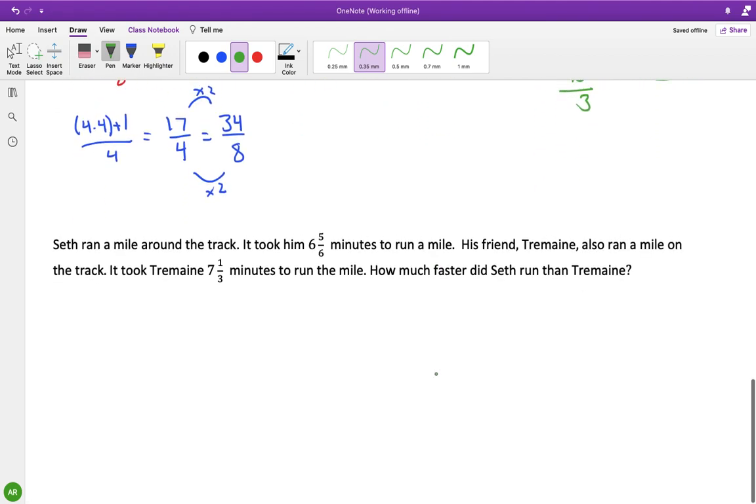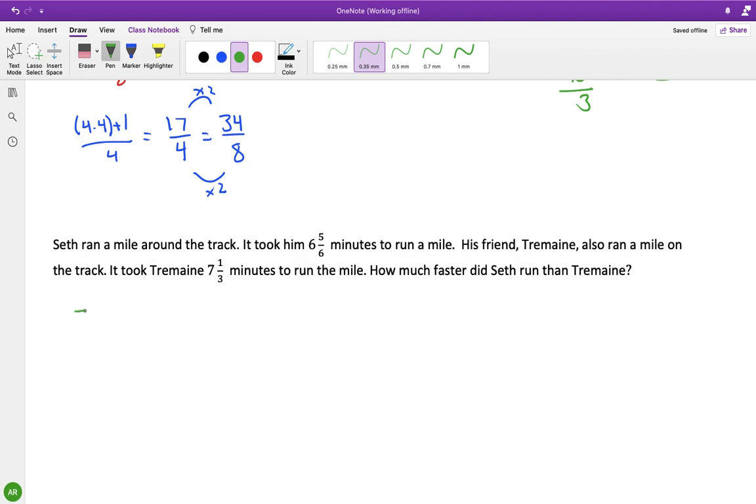Okay, Seth ran a mile around the track. It took him 6 and 5/6 minutes to run a mile. Respectable time. Seth's friend Tremaine also ran a mile on the track. It took Tremaine 7 1/3 minutes to run the mile. How much faster did Seth run than Tremaine? So we've got to figure out how much faster he was. So we know Tremaine took longer, so we're going to set that up as the first number.